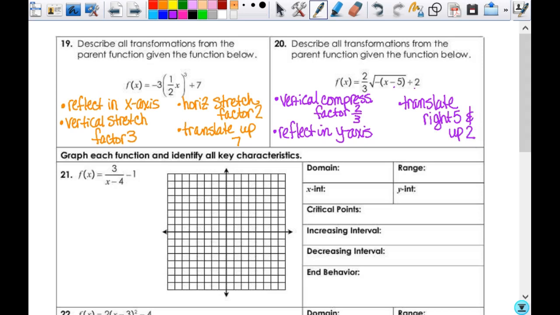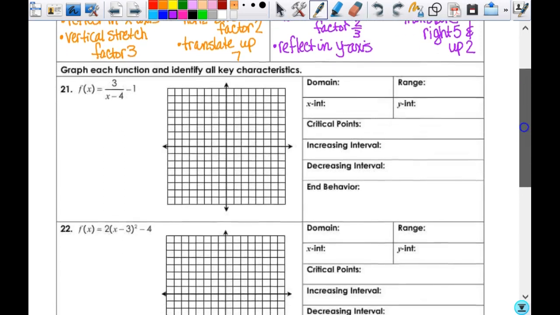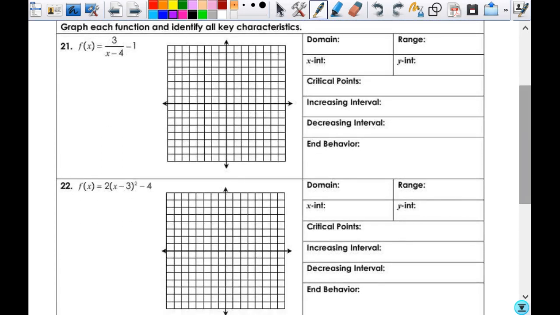All right, on 21, we're going to graph each function and identify all key characteristics. This is not set up exactly like that homework was, but on the test, you will have to name the parent function and sketch it. So this parent function is a reciprocal, which gives me g of x equals 1 over x, and it looks like this, and I have asymptotes in there.